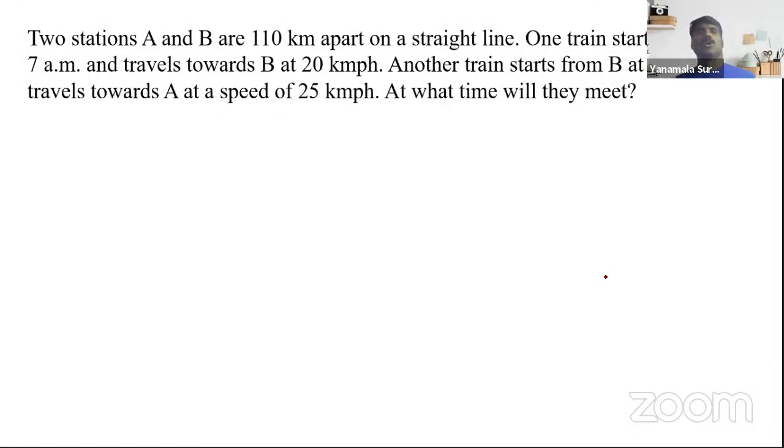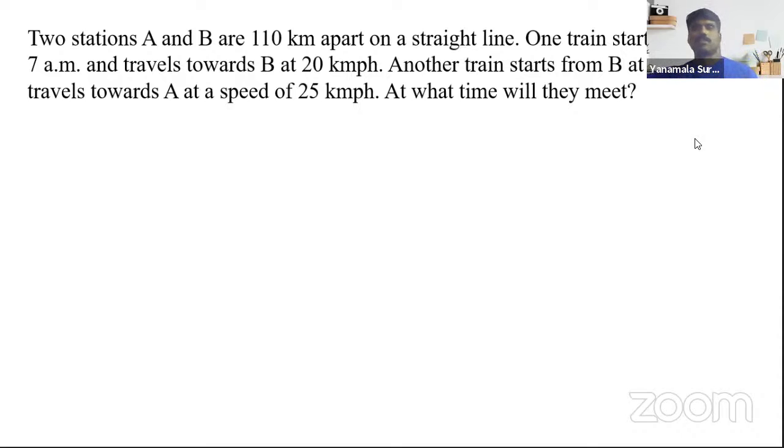Two stations A and B are 110 kilometers apart on a straight line. So the distance between stations A and B is 110 kilometers. They are on a single line, only one track. One train starts from A at 7 a.m.